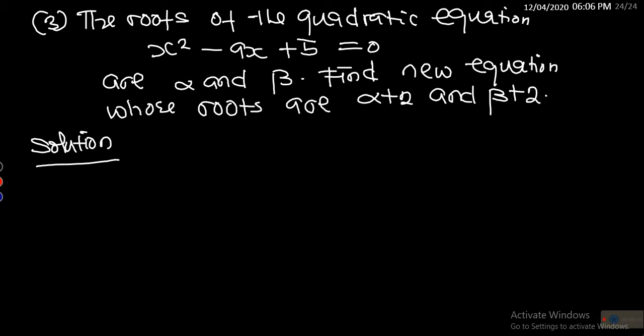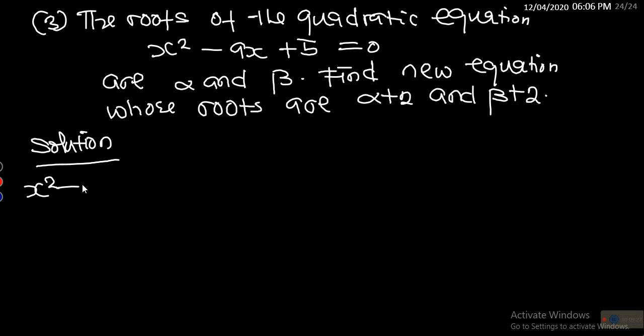Very easy and simple. So the last example we want to look at here is this. The roots of the quadratic equation x squared minus 9x plus 5 equals 0 are alpha and beta. Find the new equation whose roots are alpha plus 2 and beta plus 2. Follow step by step. Step 1, find the sum and product of the roots of the given equation. Step 2, find the sum and product of the new roots. And step 3, you form the new equation with the new sum and product of the roots. Okay, guys, let us go.